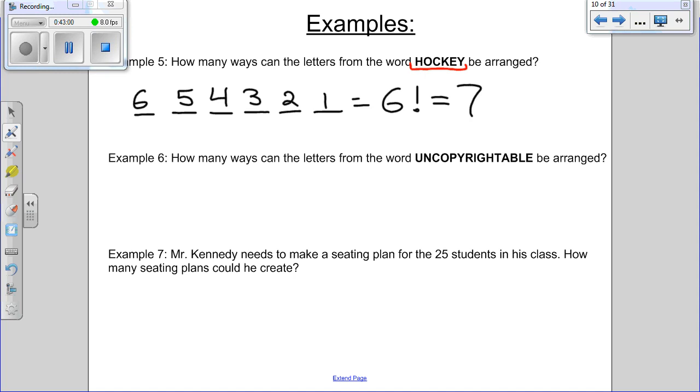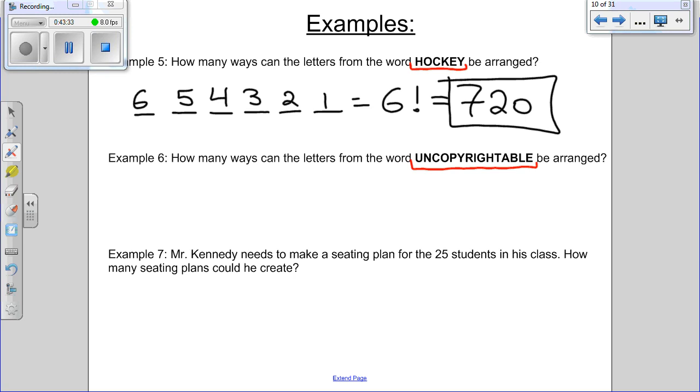I learned something neat when I was making these notes, and that is that the word uncopyrightable is the longest possible word without repeating any letters. So uncopyrightable has no letters the same. I googled this. That's how I found out, because I wanted a big one with no repeating letters. When you have repeated letters, it gets harder. It always has to get harder.